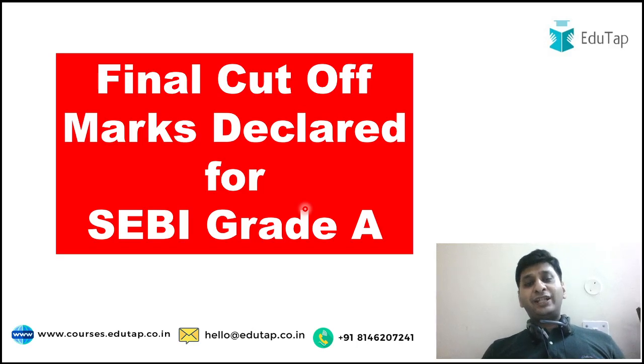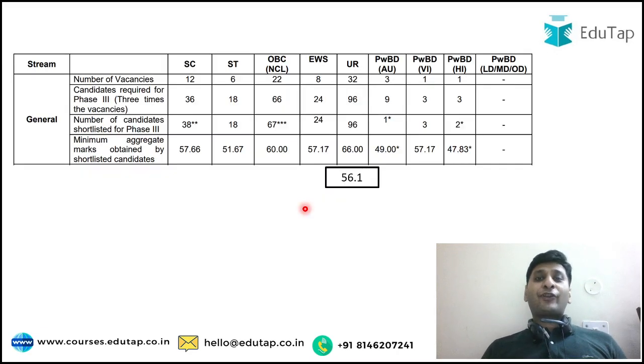So the wait is finally over. The final cutoff marks have been declared for SEBI Grade A 2020 recruitment. So the cutoffs are on your screen now. Under general stream, the cutoffs for various reserved and unreserved categories are given in the last row. Right. So basically for candidates who cleared phase 2, that is appeared in the interview, these are the cutoffs.